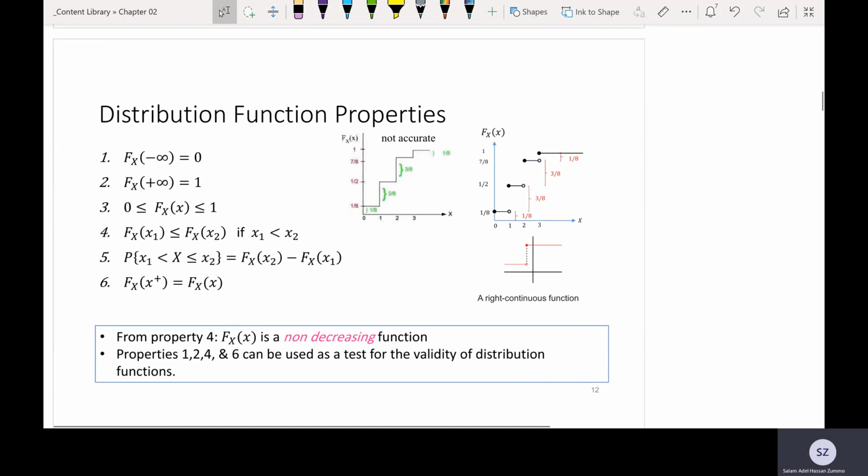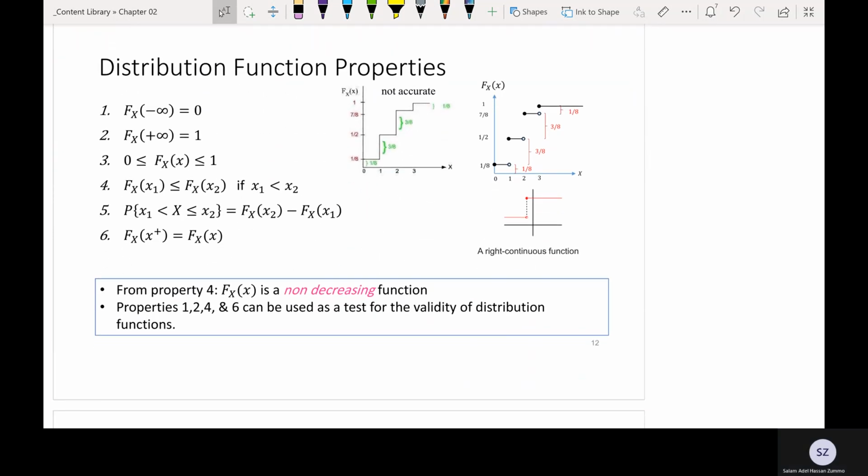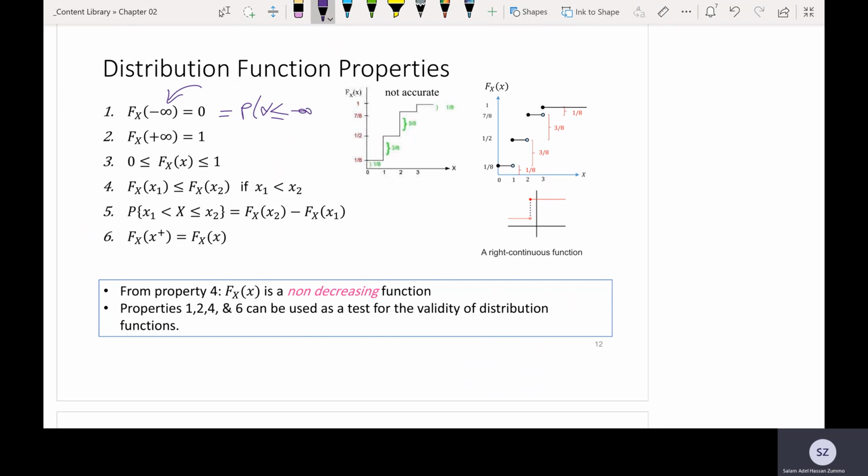Let's talk about the properties of this CDF. First of all, we'll discuss most of the properties. At minus infinity, what is the value of F_X(-infinity)? Why? Because this is equal, by definition, to the probability that X is less than or equal to minus infinity. Can a number be less than or equal to minus infinity? No, right?